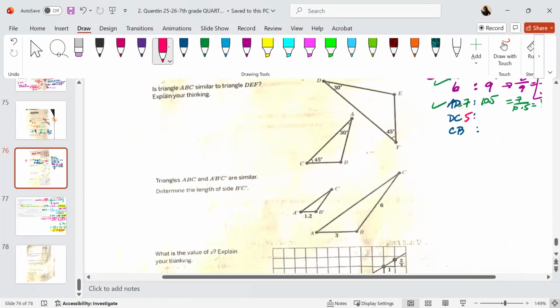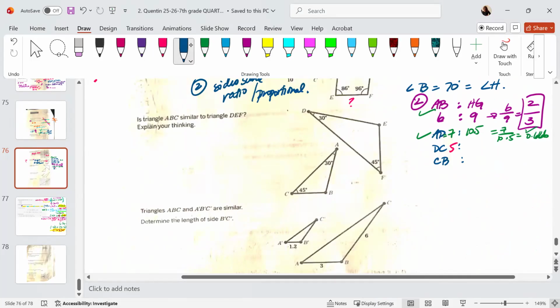Okay. Go ahead. Is triangle ABC similar to triangle DEF? Again, similar. What do you need to find? Two things: the angle and the side scale ratio. Sides have to have the same side scale ratio, or the side ratio, or be proportional.